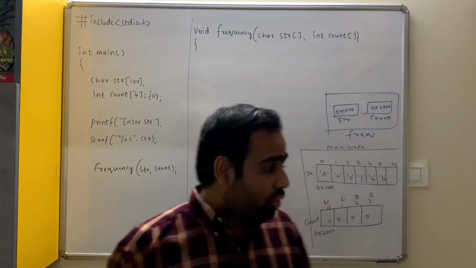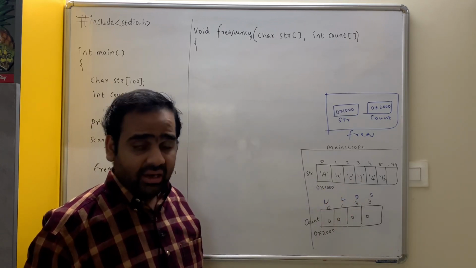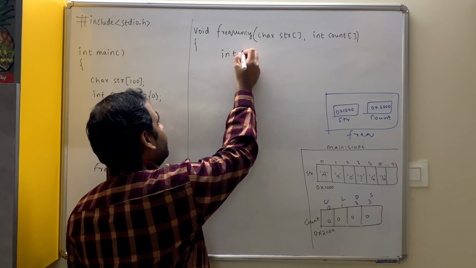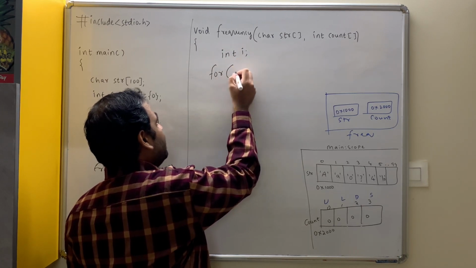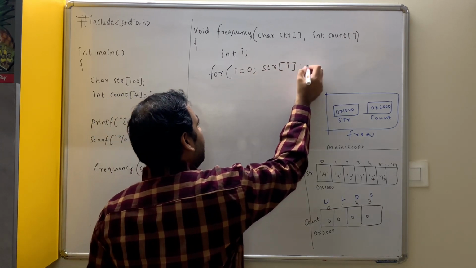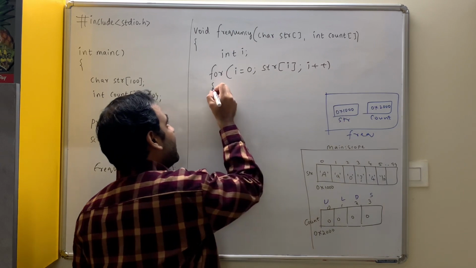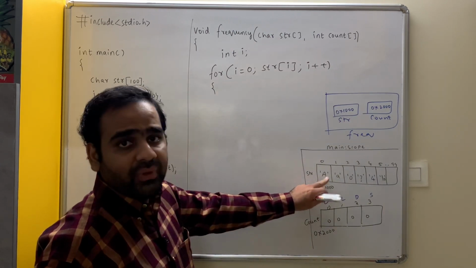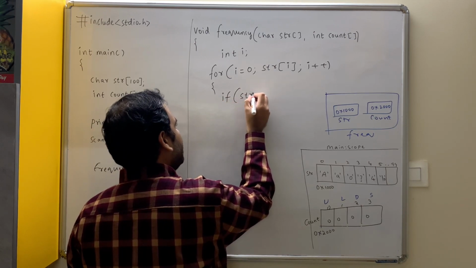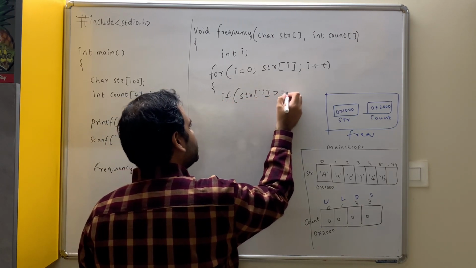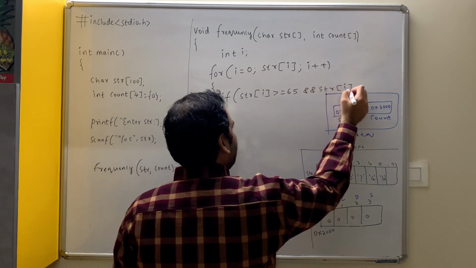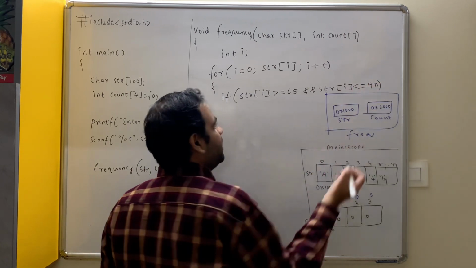Now I need to go through each individual character and check whether it is lowercase, uppercase or something else. Therefore we say int i, for i equal to 0, str of i not equal to the null character, i plus plus. Now we take each individual character. What is str of 0? It is uppercase A. Now I write: if str of i is greater than or equal to 65 and str of i is less than or equal to 90, that means it is uppercase.